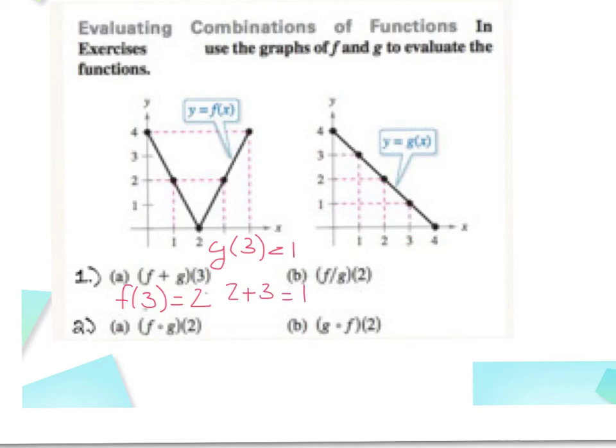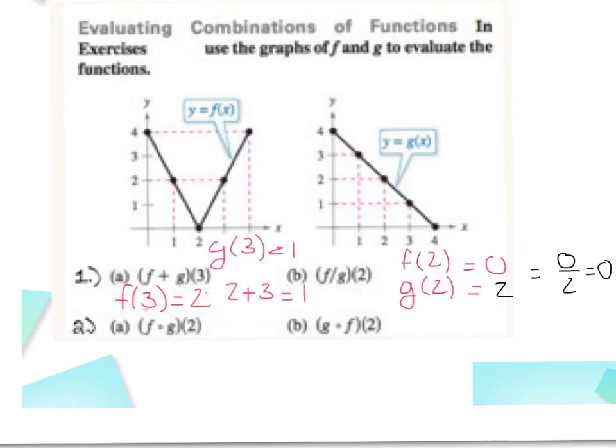So for part B, I'm going to do the same thing. I'm going to find f of 2. And f of 2 is corresponding to 0 for the y. And then I'm going to find g of 2. And g of 2 is corresponding to 2 at the y. I want to divide them, so I do 0 over 2. My answer is 0.